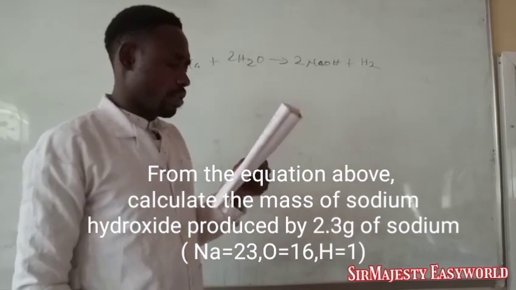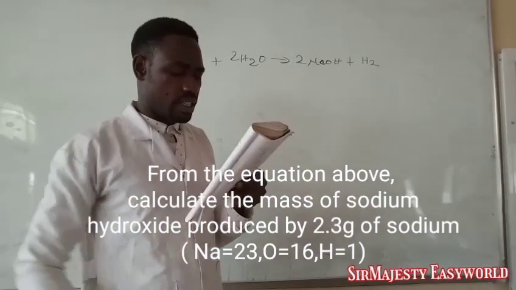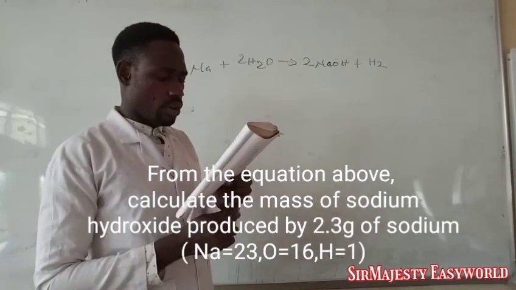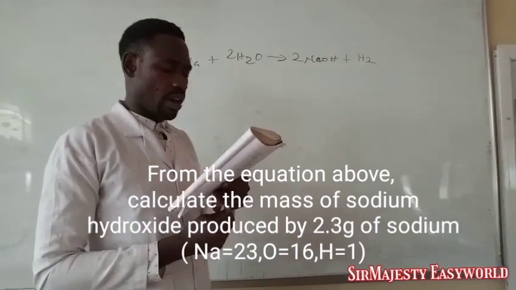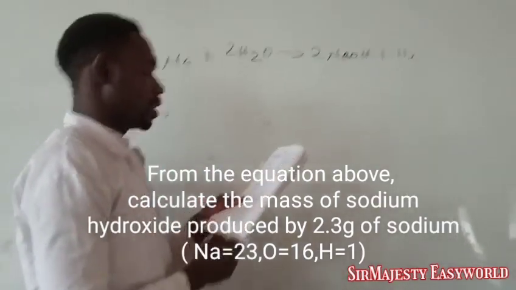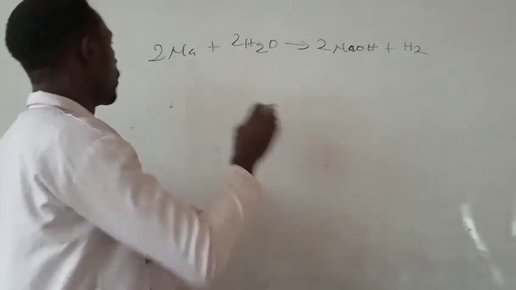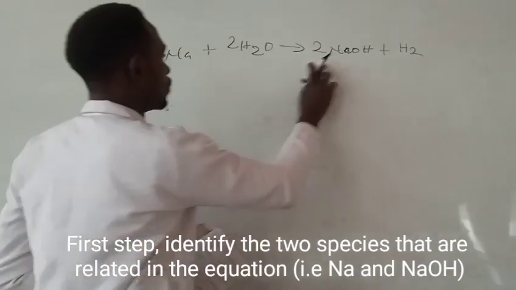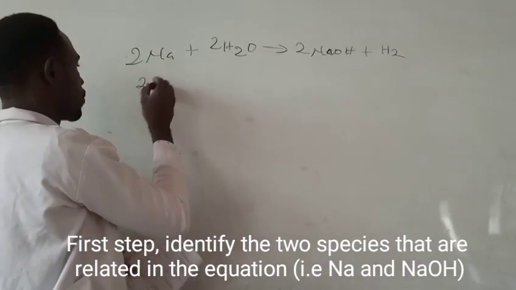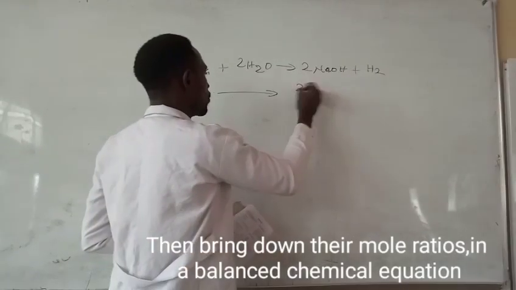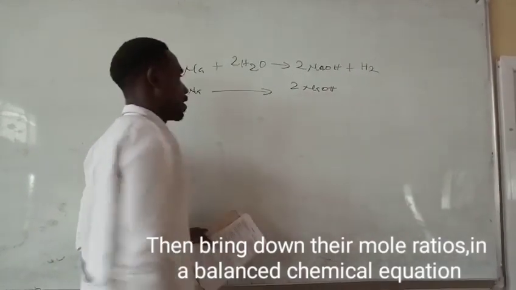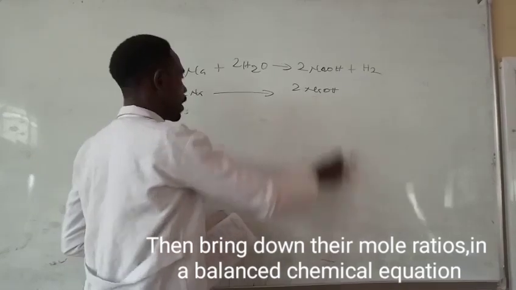Okay, the question is, from the equation above, calculate the mass of sodium hydroxide produced by 2.3 grams of sodium. Simply find the stoichiometry, sodium and sodium hydroxide. That's what they are asking us, which means 2 moles of sodium will give us 2 moles of sodium hydroxide. It means that their moles are equal.